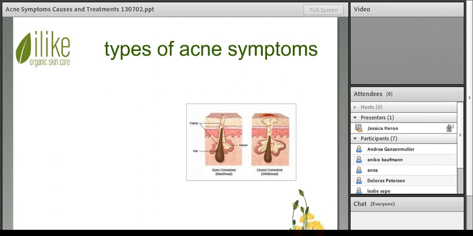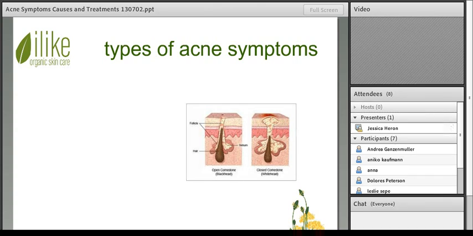Types of acne symptoms. So let's talk about where they start. We've got some closed comedones and we've got some open comedones. The difference between the two, as you can see in the diagram here, open comedones are blackheads. And then you have the closed comedones, which are typically called whiteheads or milia. Blackheads are called comedones, but we typically say comedone for a blackhead, but actually there's a difference. There's an open comedone for a blackhead, and the whitehead is the closed comedone.